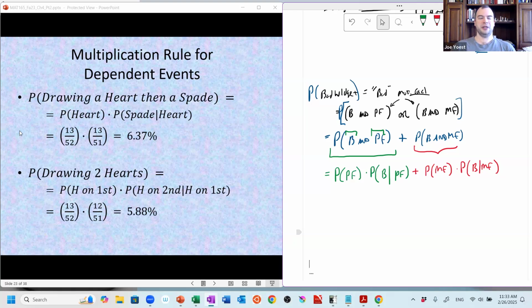And of course, these are all equally likely. That's one of our assumptions for probability at this point. So in my first draw, there are 52 cards for me to draw from, 13 of which are hearts. My probability of drawing a heart is 13 out of 52. And then on my second draw, there are 51 cards for me to draw from, 13 of which are spades. So 13 out of 51 chance that I draw a spade on the second draw, given I drew a heart on the first draw. Or that product is about 6.37%.